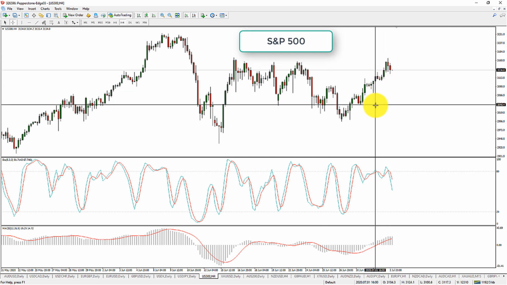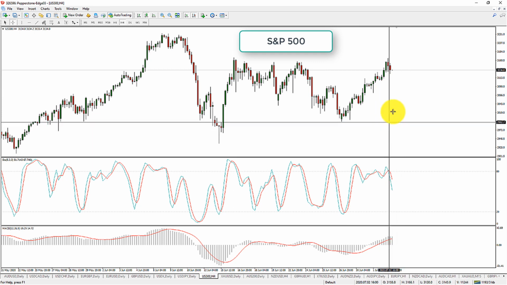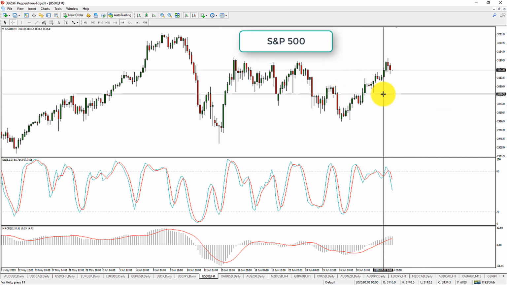It's been in a channel. It could easily come down to the 3,000. My preferred trade is probably for it to come down to the 3,000 again and remain within this channel. Even though it's not giving us clear direction for a big trend, at least it's giving us some good opportunities inside the channel. But at the moment, top of the channel, it's very, very clear. It could meander on down to the middle of the channel throughout the day.